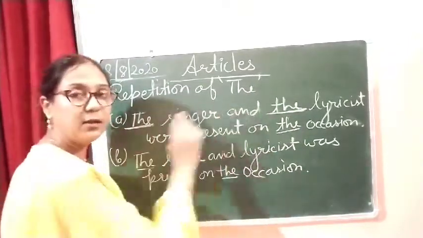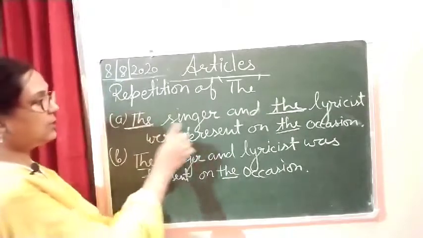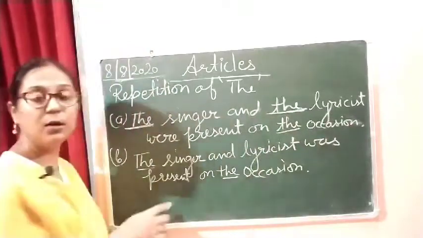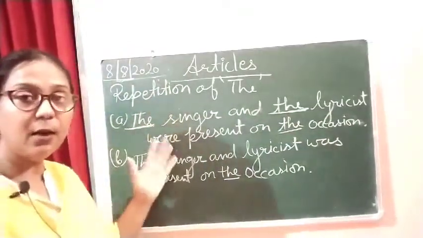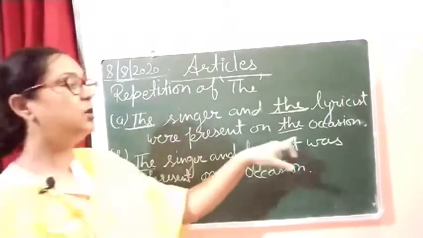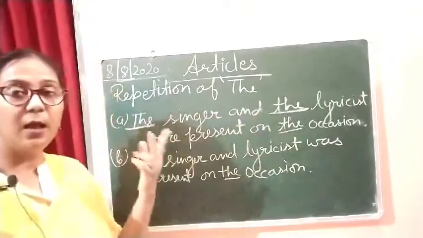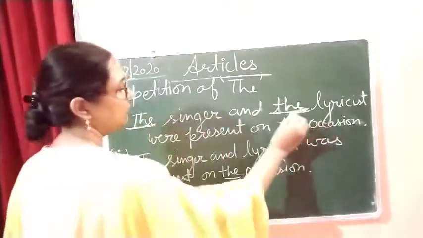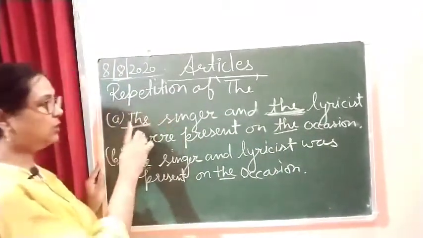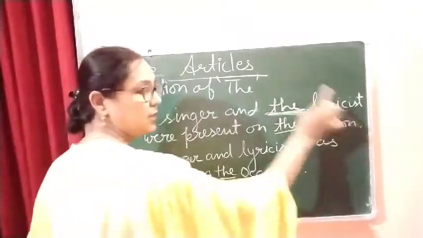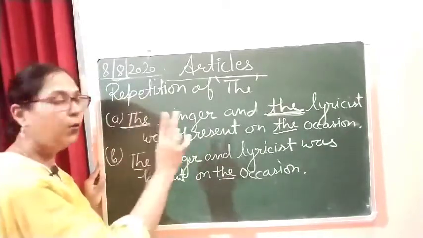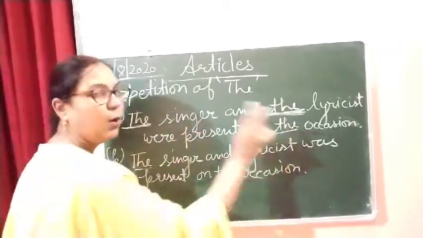It has been used twice, the, because the singer is a different person and the lyricist is also a different person. And here in this sentence we are talking about two persons who were present on the occasion. So that is why I have used "the" two times, or you can say twice, in this sentence, because we are talking about the singer and the lyricist, two different persons who were present on the occasion.